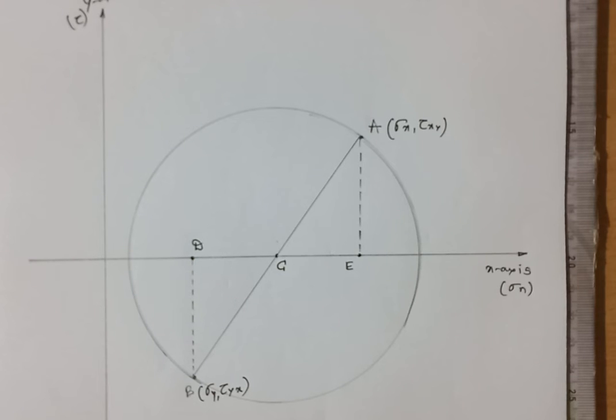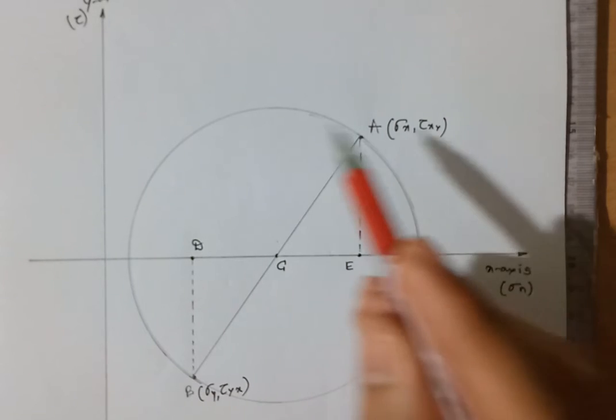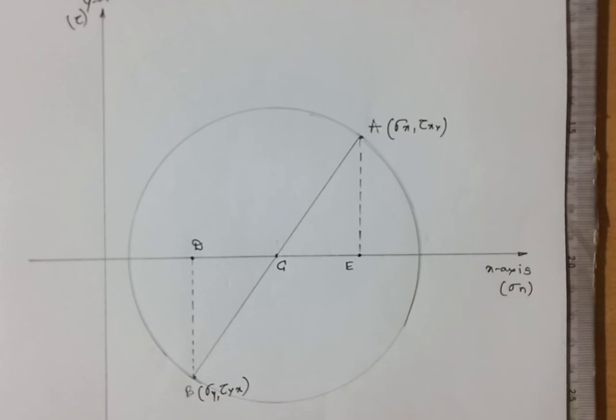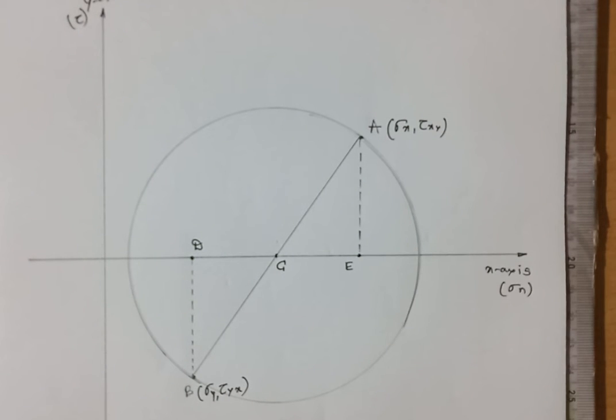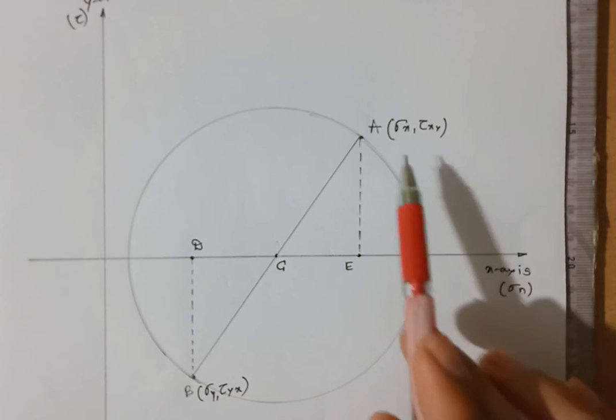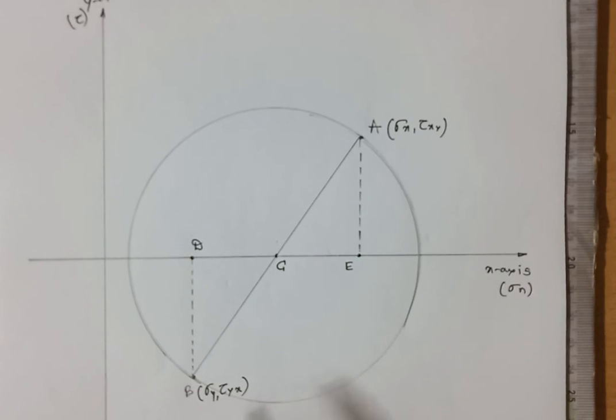Right? Now one thing is to be noted, all the points on this Mohr circle represent the state of a stress on a particular plane. I repeat, all the points on the Mohr circle represent the state of a stress on a particular plane. Right? So suppose this is on plane A, this is on plane B. So there may be infinite number of planes. Right?